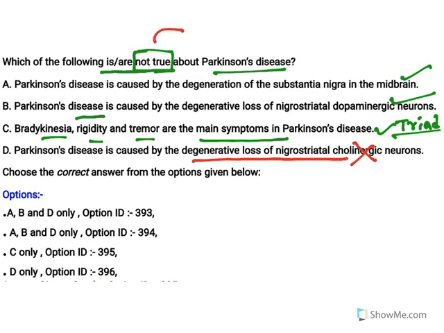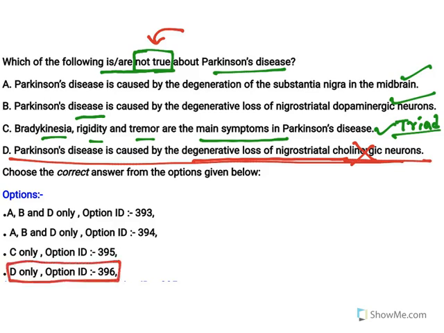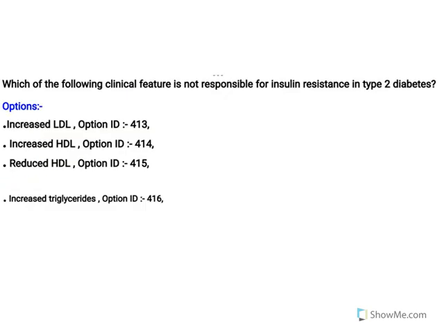So the question is about, you need to find which one is not true. So this D is not true. All the 3 are true. So the option is D only. So this is what is the option. Moving to the next one.